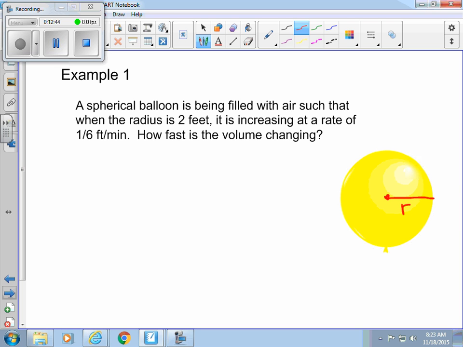So let's start to think of what we know and what we want to know. It says, how fast is the volume changing? So what variable am I wanting to find? The rate of change of the volume, right? What would the rate of change of the volume be? The derivative of volume. So you could call it V prime, or you could call it dV/dt. That's my question: how fast is the volume changing? So I'm going to make a mental note. That's what I'm looking for.